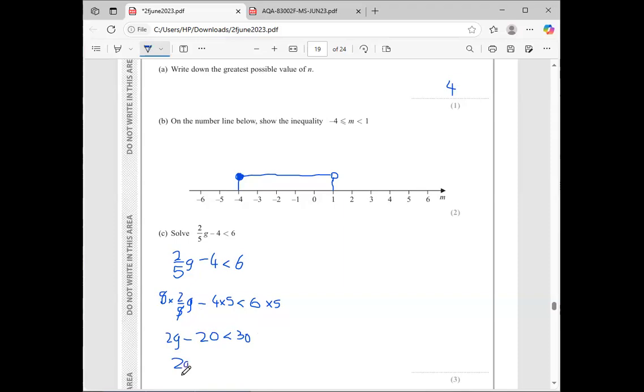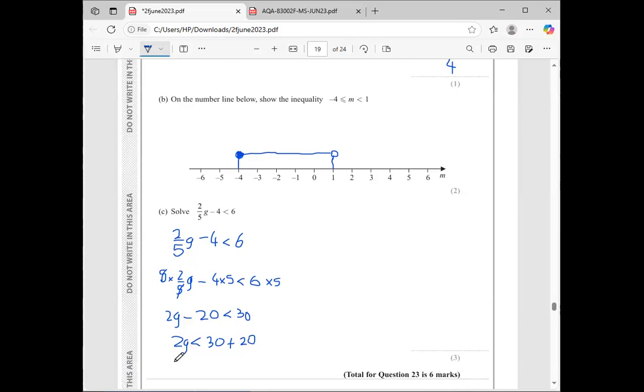Okay, so next step, we're going to have 2G. Now, I told you something about inequalities, that an inequality is simply like an equation, but it has inequality signs in it. So collecting like terms will still happen for this one. If we're going to collect like terms now, this minus 20 will go over to the right-hand side, and it will become 30 plus 20. The same thing that would have happened if that inequality was an equation. Just collect the like terms. So we're left with 2G here again.